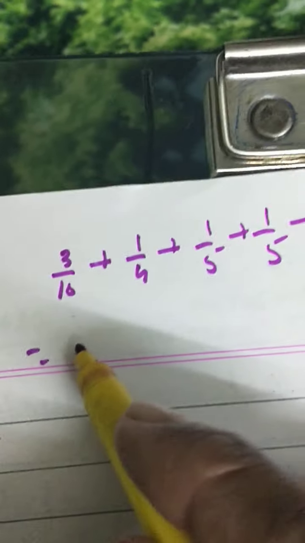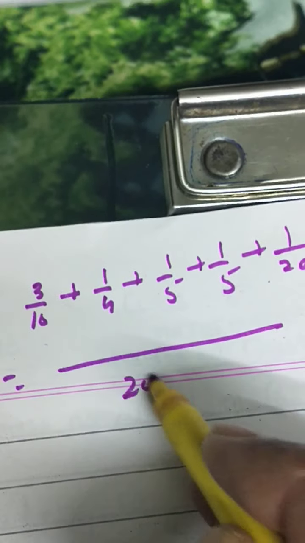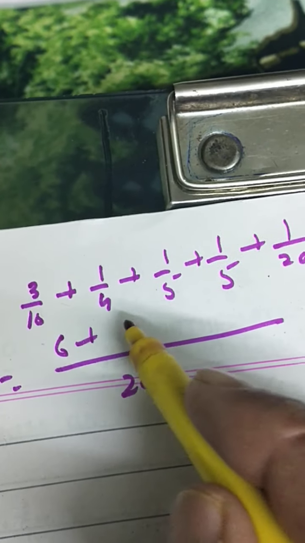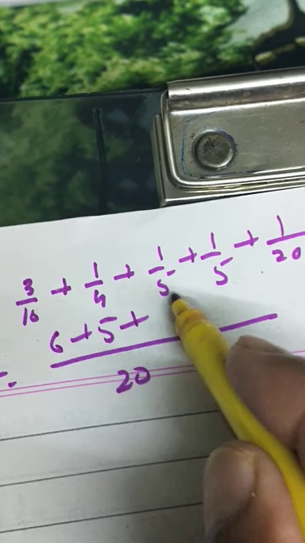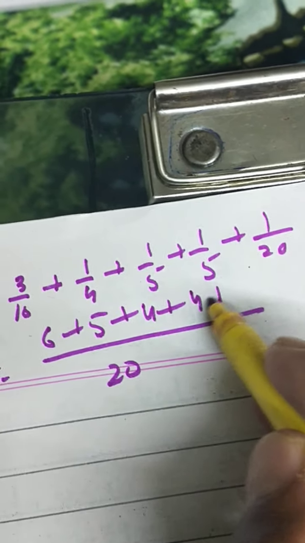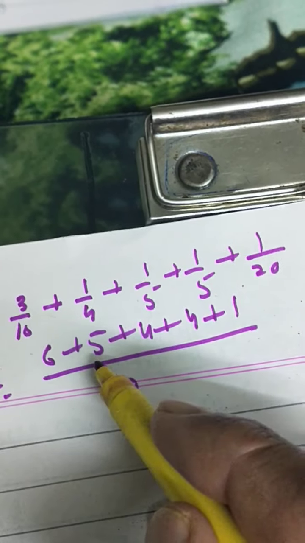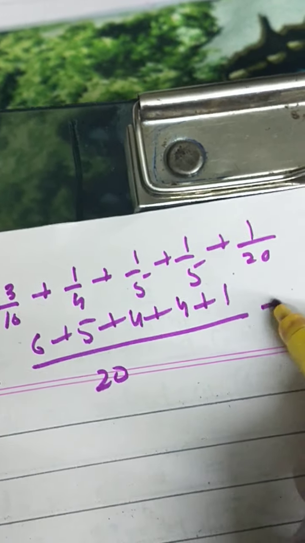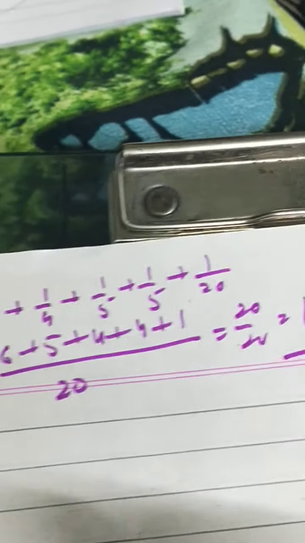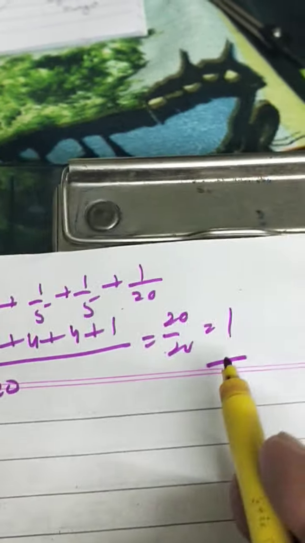Look here, LCM is 20. 10 twos are 20, 2 threes are 6, plus 4 fives are 20, 5 fours are 20, 5 fours are 20, 1 one is 1. So 6 plus 5 is 11, plus 4 is 15, plus 4 is 19, plus 1 is 20. 20 upon 20 is equal to one whole. Yes, the value of all these parts is equal to one whole.